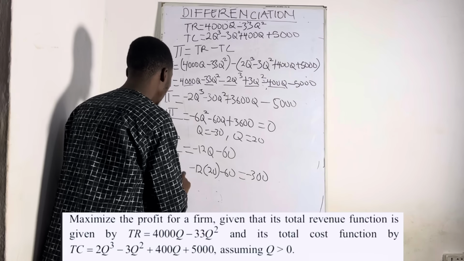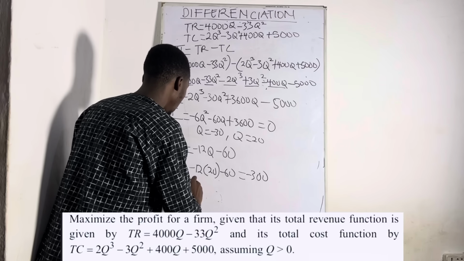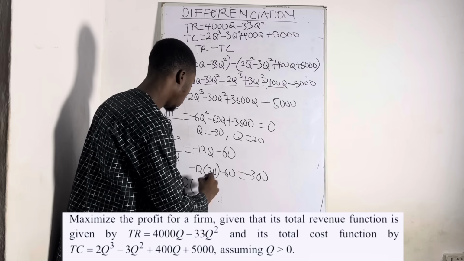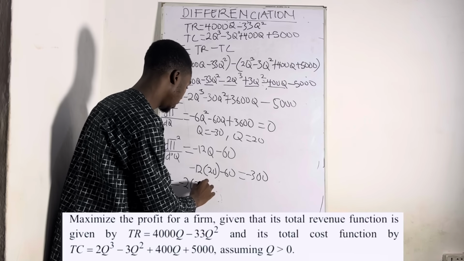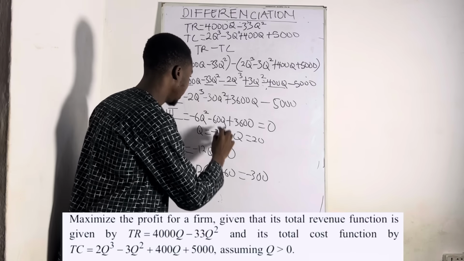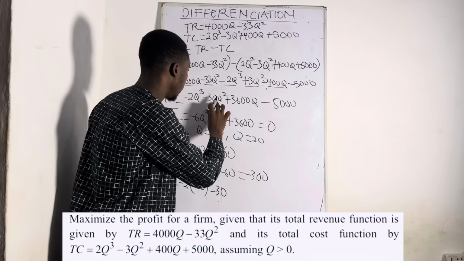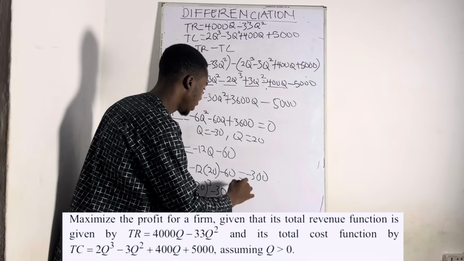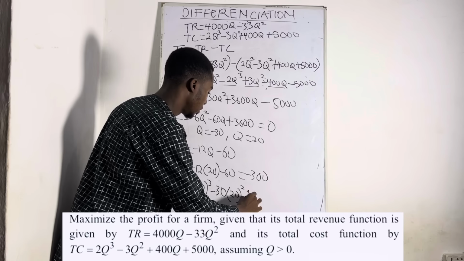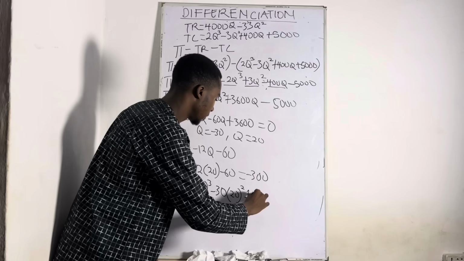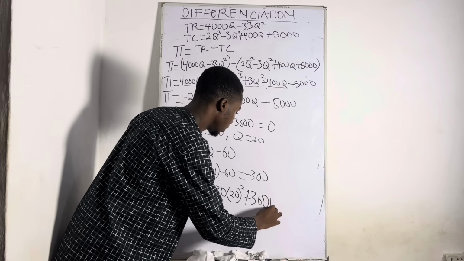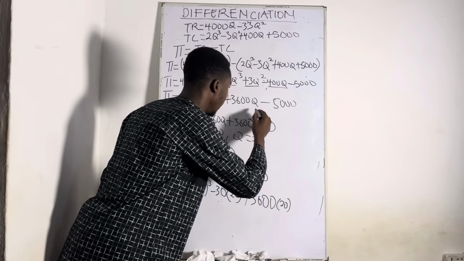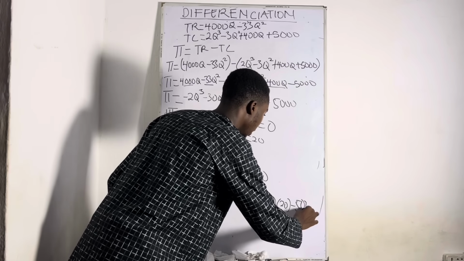So our pi is equal to negative 2 into brackets Q exponent 3. Our Q is now 20. Negative 2 into brackets 20 cubed, minus 30 into brackets 20 squared. So anywhere we see Q, we are just putting 20 there. So minus 30 into bracket 20 squared, plus 3,600 into brackets 20, minus 5,000.